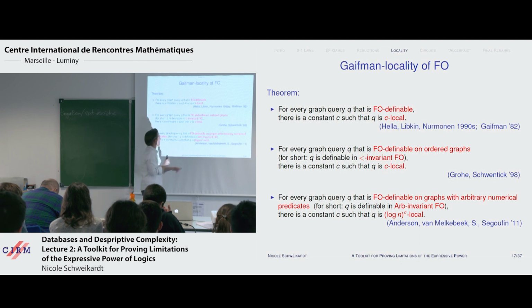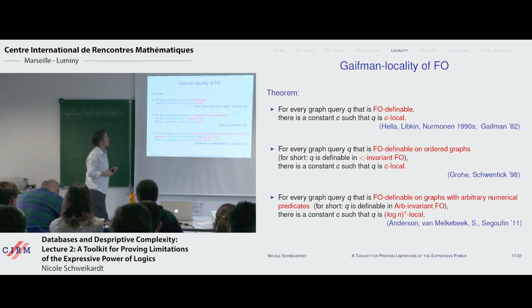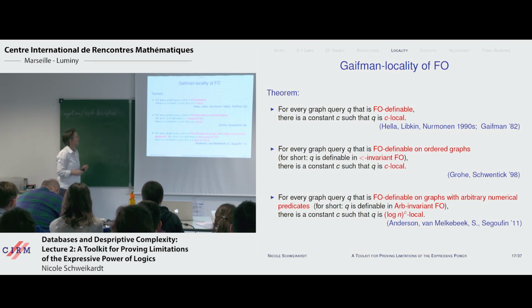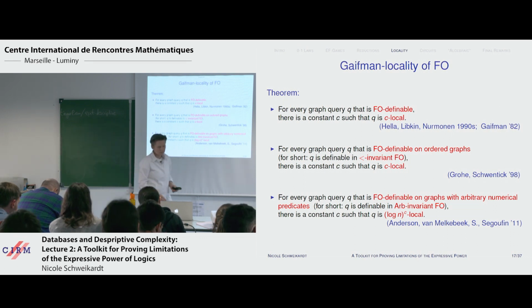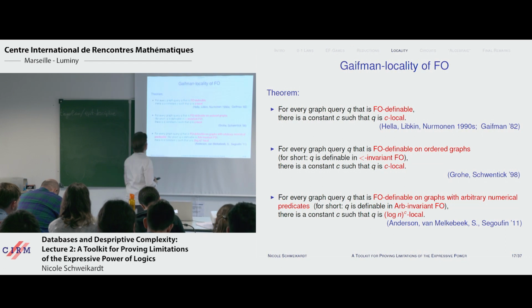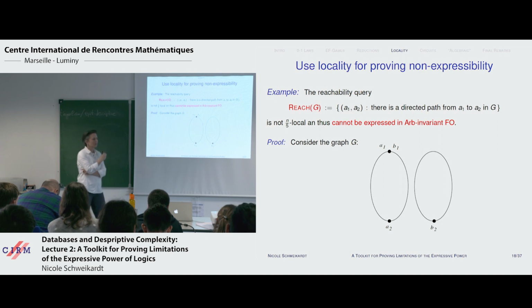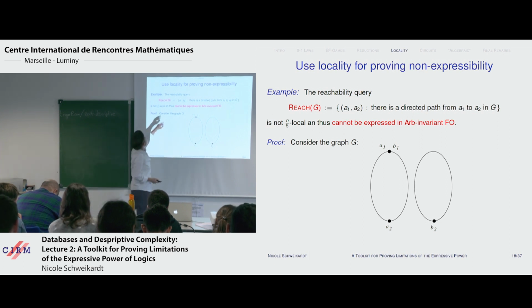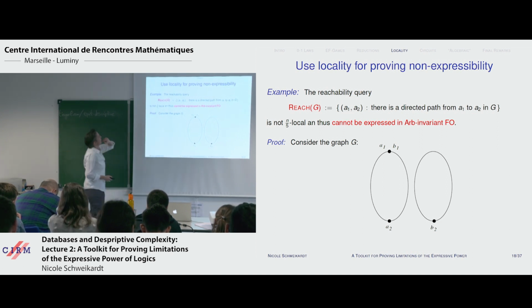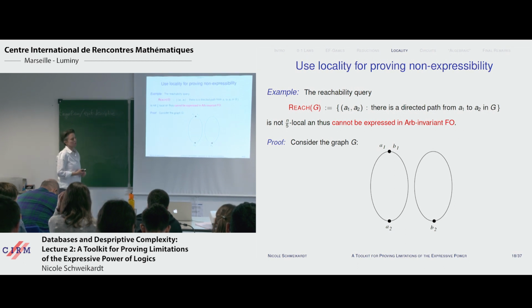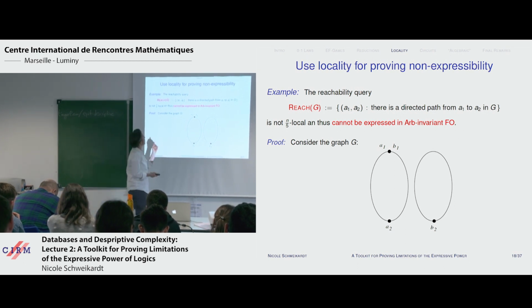So by using this locality result, I can prove that connectivity is not definable in ARP invariant first order logic. Why is that the case? Those who are familiar with this stuff, which is almost everybody, you know this proof. How do you show that the reachability query is not expressible in first order logic when using locality?